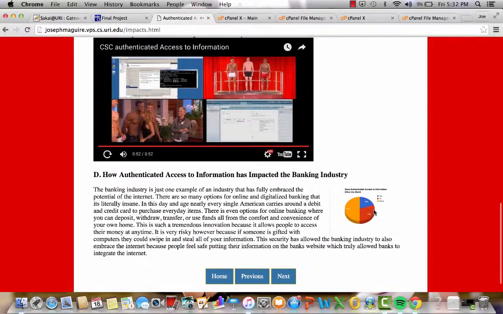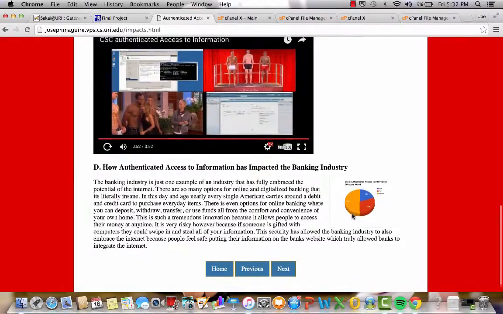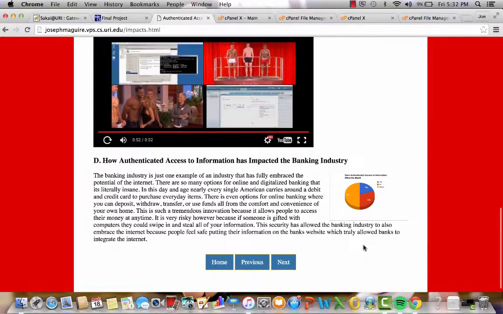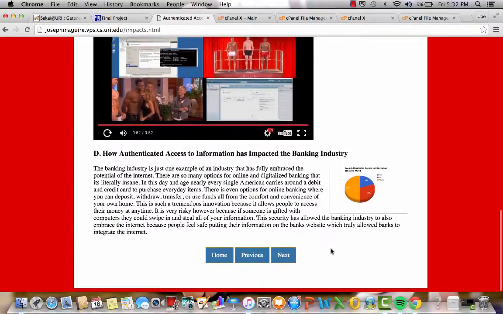This is a small graph based off the information I sent out in my survey. The question was, does authenticated access to information affect the world? 20% said yes, 30% said no, and 50% said maybe. The results of this graph, I would say, are inconclusive because I believe a lot of them did not understand what authenticated access to information was, because I truly believe that it impacts the world greatly every day.